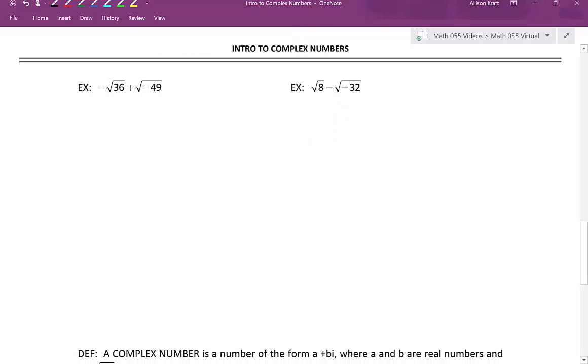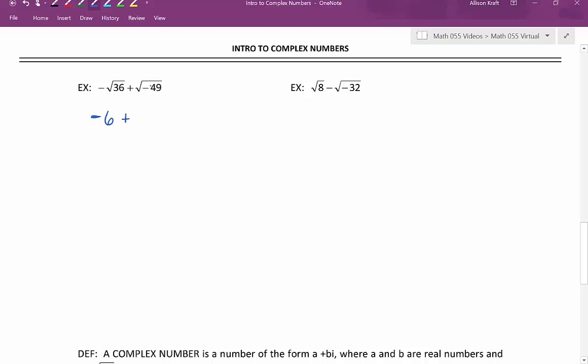Let's simplify negative square root of 36 plus square root of -49. In the first part of this example, we have a negative, but notice it's not underneath the radical. So an i is not going to appear. We're just going to have a negative out in front. And we simplify the square root of 36, which is a perfect square. It's 6.